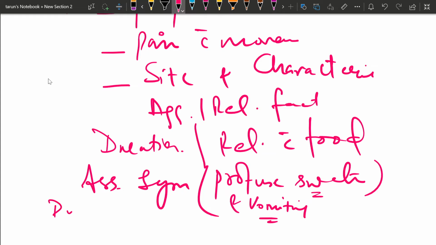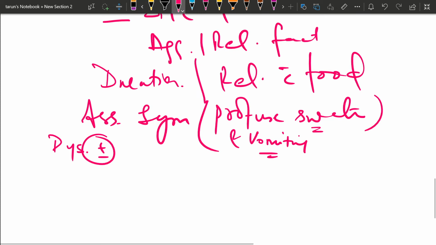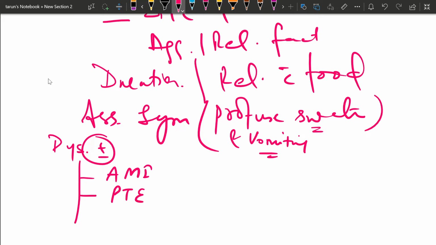Then we also note down whether dyspnea is present or not. And usually we see the dyspnea in conditions associated with chest pain like acute myocardial infarction, like pulmonary thromboembolism, like dissection of the ascending aorta. These conditions are associated with dyspnea: acute myocardial infarction, pulmonary thromboembolism, dissection of the ascending aorta.